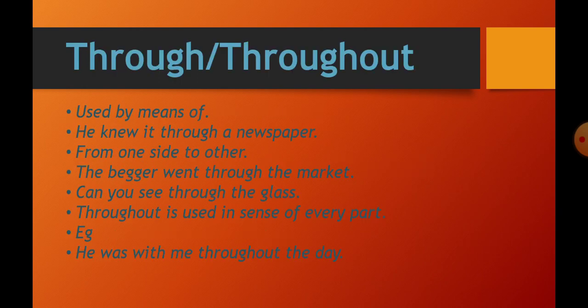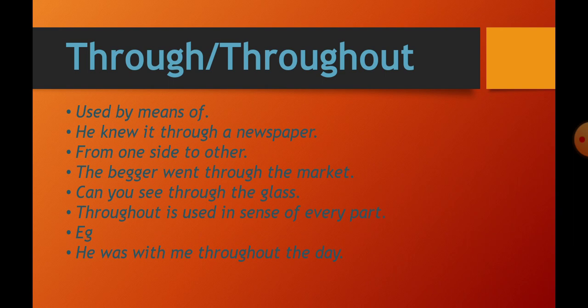Next is through and throughout. Through is used by means of something. He knew it through a newspaper. That means he came to know about it through a newspaper. From one side to another. The beggar went through the market. That means the beggar went from one side of the market to the other side of the market. Can you see through the glass? That means can you see across the glass from one side to the other side of the glass?